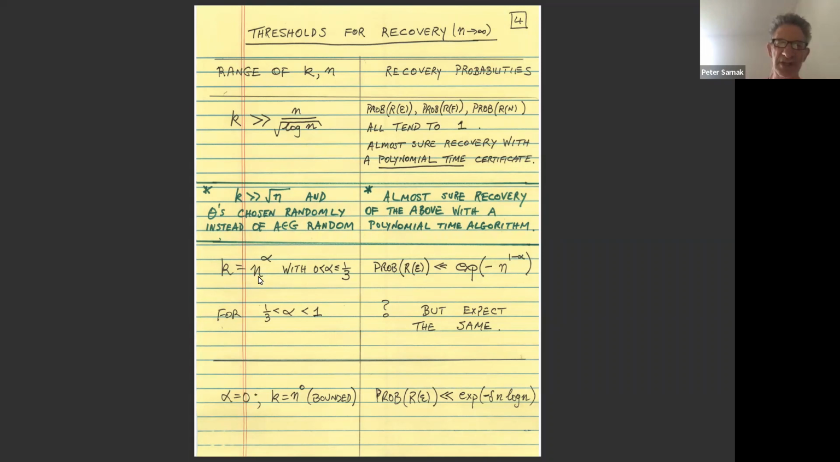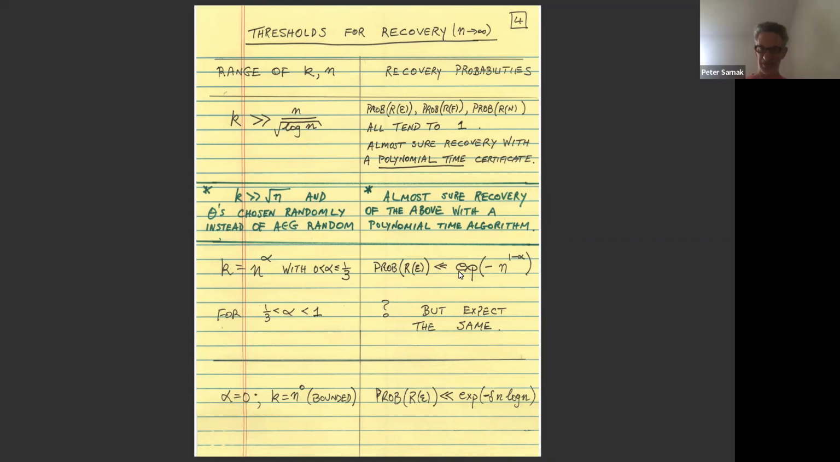But if k is n to the alpha, so now I'm looking at square root n to the alpha, but alpha is less than a third and bigger than 0, then the probability, and the main thing we always wanted to recover was the root number, of recovering the root number is not exponential. It's not e to the minus n, but it's e to the minus n to the 1 minus alpha. So it's still not polynomially small, but rather somewhere in between. So it's still extremely small. And that's very bad news for our dreams.